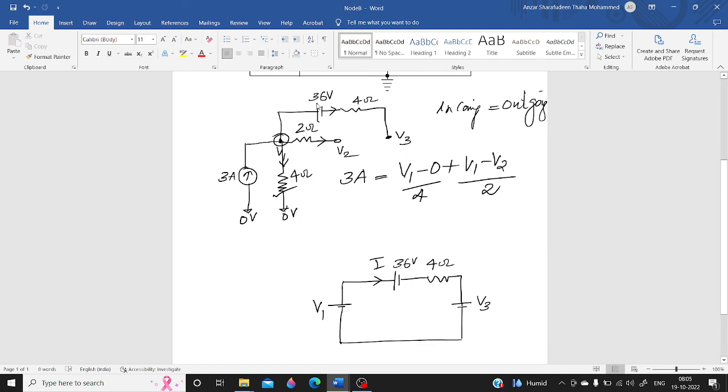So I have redrawn this branch. I assume that this potential is V1, and this V3 I am representing like this. Now I have a battery of 36 volt and 4 ohm. My job is to find this current from V1 to V3. So how will you find it out? You apply KVL.